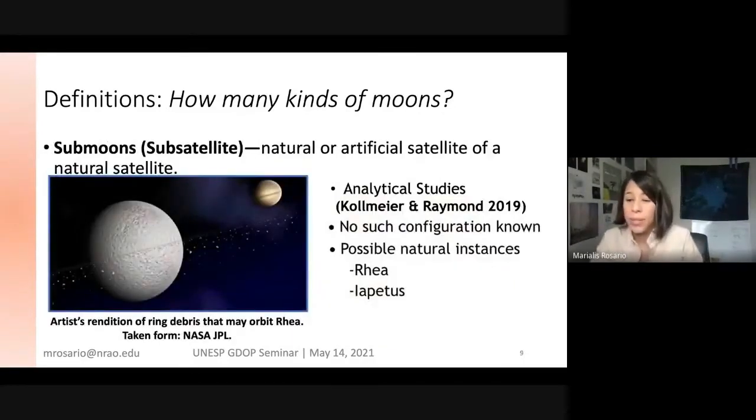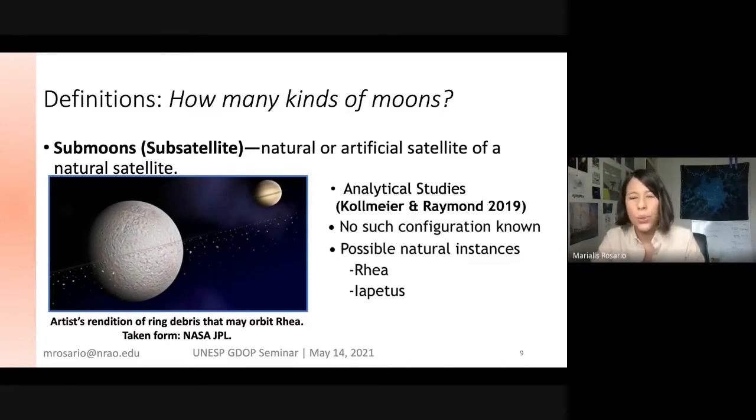So we've talked about moons, we've talked about exomoons. What about submoons? Well, submoons were originally put forward, and that term was coined recently, by Kollmeier and Raymond, where they presented some analytical studies, which I will talk about soon. However, no such configuration is known in nature.